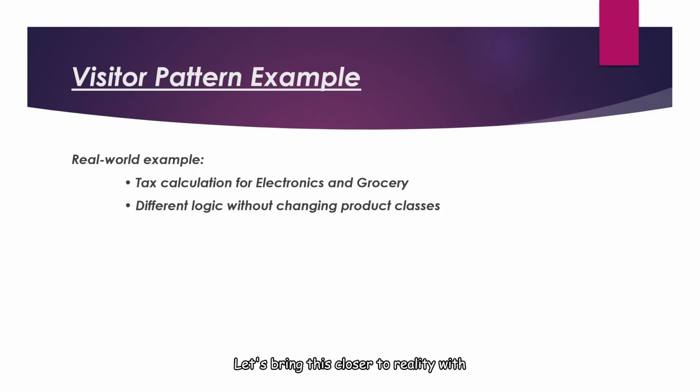Let's bring this closer to reality with an example. Think of an e-commerce platform like Amazon. You have multiple product types: electronics, groceries, clothing, furniture. Each category might have different tax rules. Electronics might have 18% tax, groceries might have 5%. Now, should each product class know how to calculate its tax? Ideally, no. Instead, we create a tax visitor class that knows how to visit each product and calculate the appropriate tax. This way, if tomorrow a new tax rule is introduced, say a COVID surcharge, we simply add it to the visitor without modifying the product classes at all.